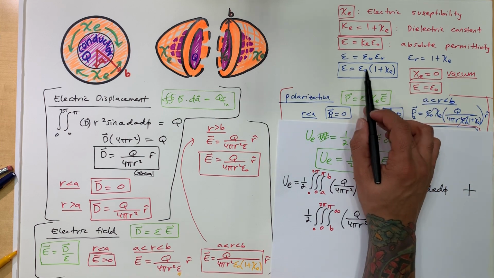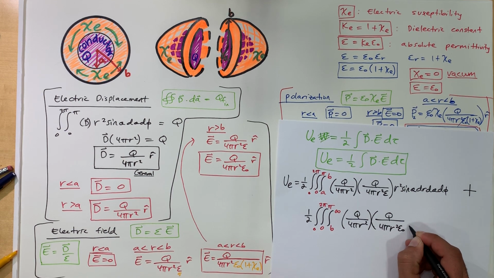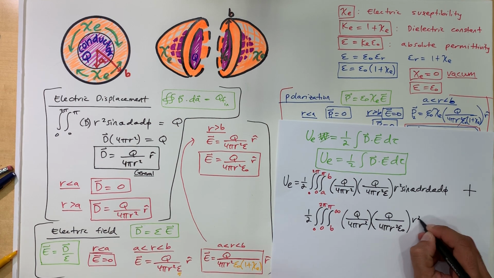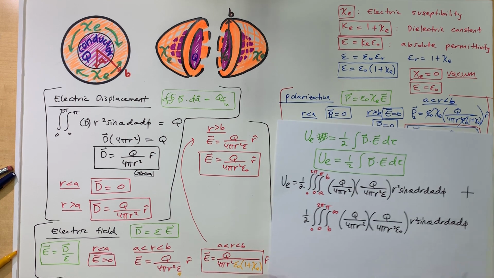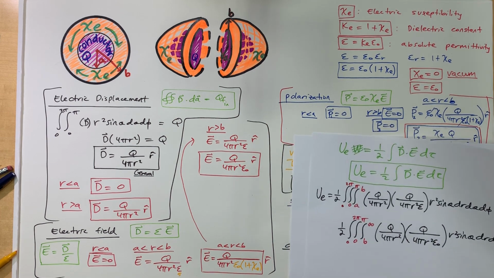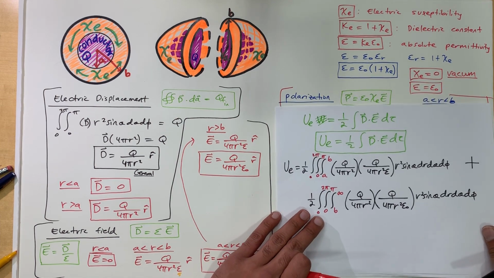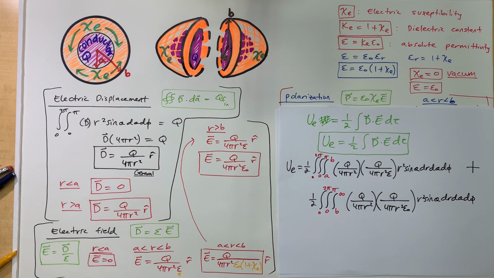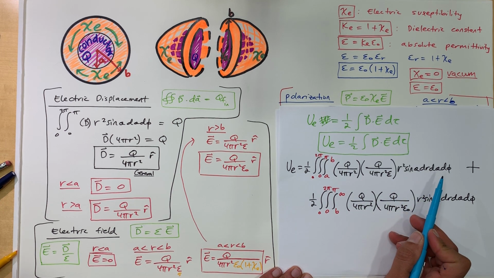Chi is equal to 0, and so we have Q over 4 pi r squared epsilon naught, and then our Jacobian, r squared sine theta dr d theta d phi. Okay, so let's try to evaluate this, and maybe I'll use one more if I need to. Okay, so let's do the top one first. Let me try a different color here. We're gonna do this one first. Let's take out and combine things.